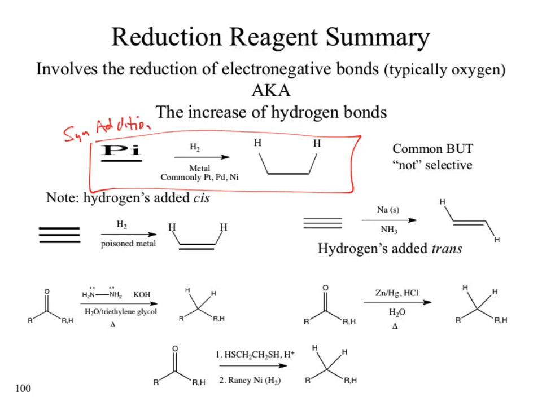So when we look at our products, we might have to consider stereochemistry with those products. We have to remember that. If we had a triple bond, we could still use hydrogen and our metal catalysts. That would fully reduce. That would get rid of the triple bond entirely.